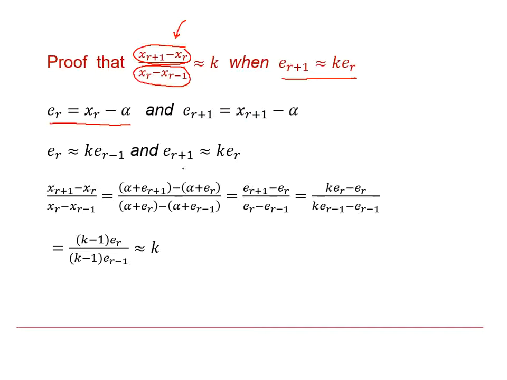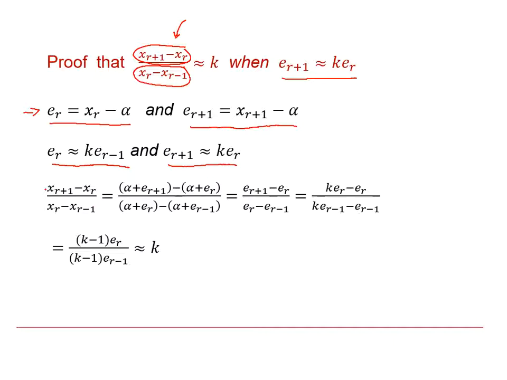And so we're going to prove this, and by our definition we've got e_r equals x_r minus alpha, and so it follows that e_(r+1) is x_(r+1) minus alpha. And we also have that e_r is k times e_(r-1), because each error term is supposed to be k times the previous error term. And then of course we've got the original definition of first order convergence, which is e_(r+1) is approximately k times e_r.